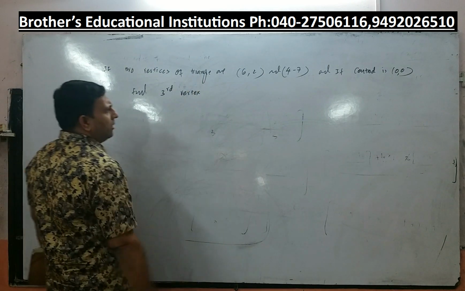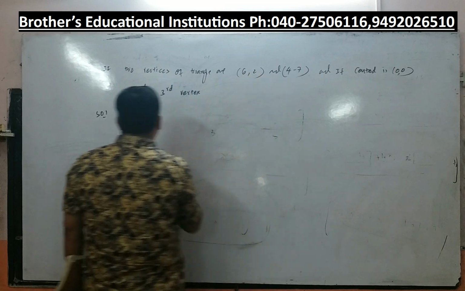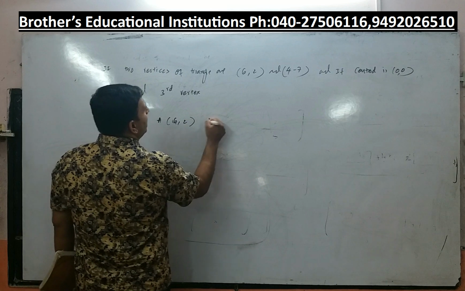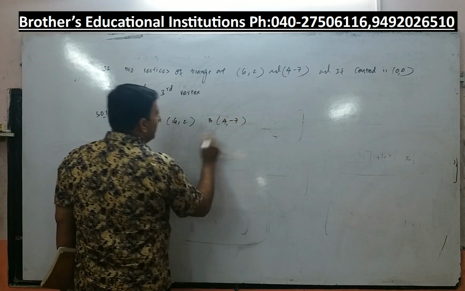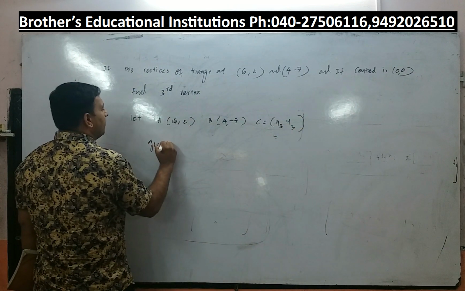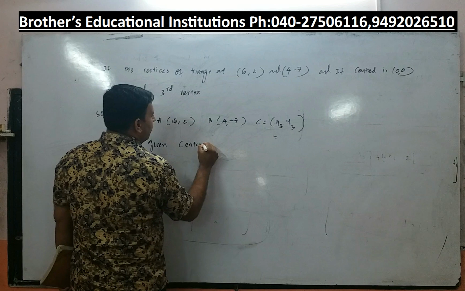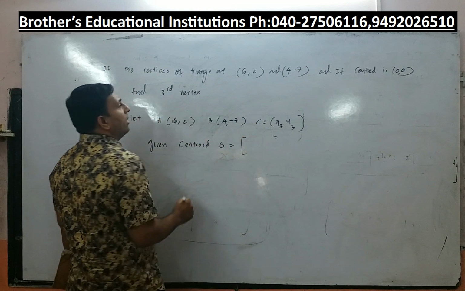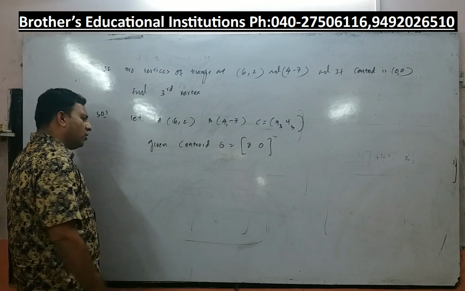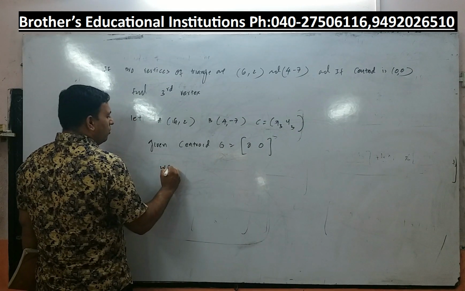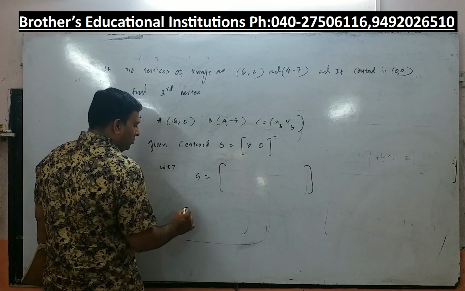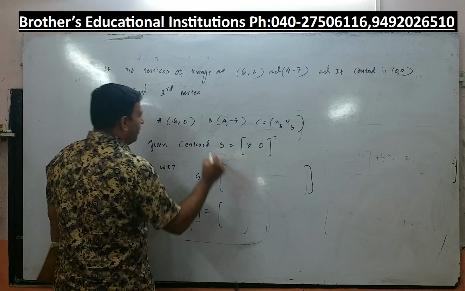On my own I have given one numerical to you. I will say let A is equal to (6, 2), B is equal to (4, -7) and C is equal to unknown (x3, y3). What is given to you? Given centroid G. What is G? Centroid given to you is (0, 0). Tomorrow it can be some other point like (2, 3). I have given you (0, 0). Now we know the centroid formula. G is equal to (0, 0). Let me apply the formula.